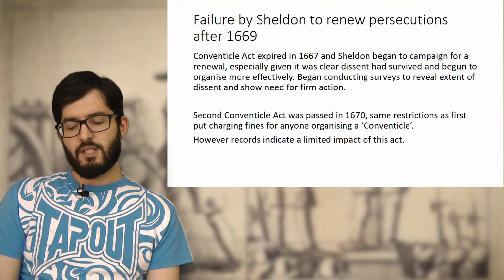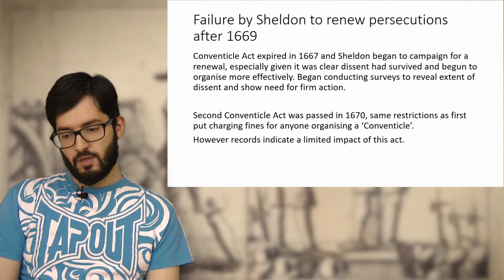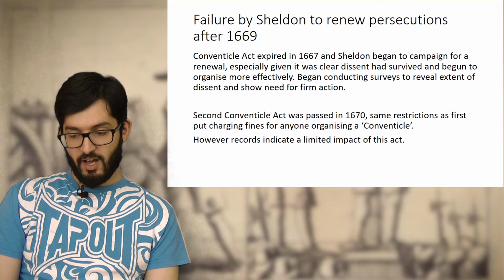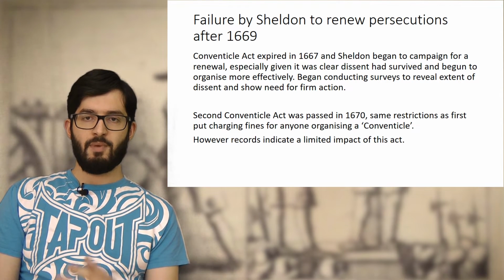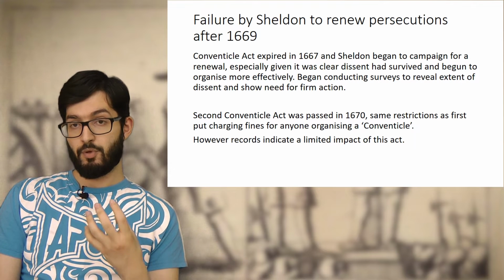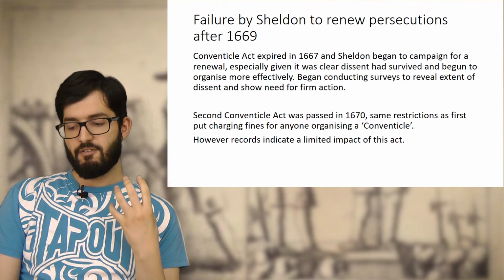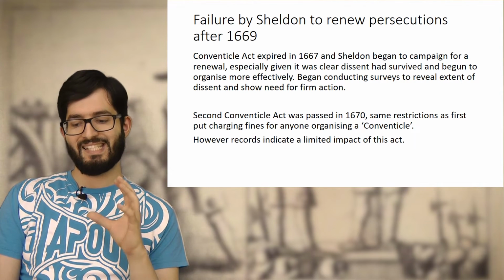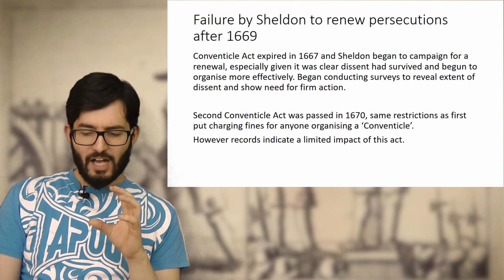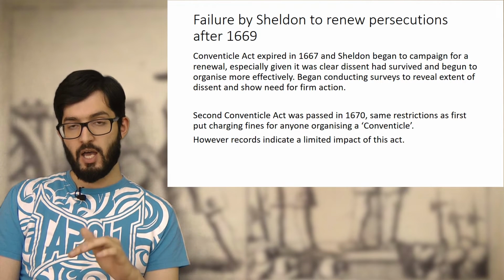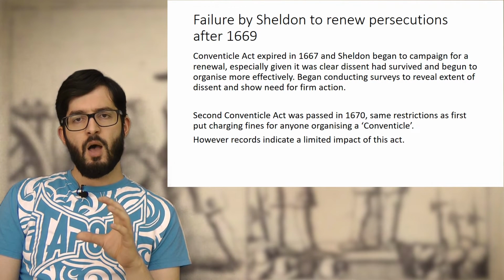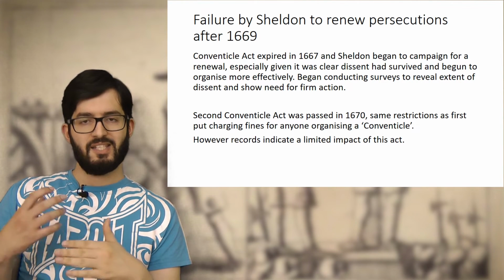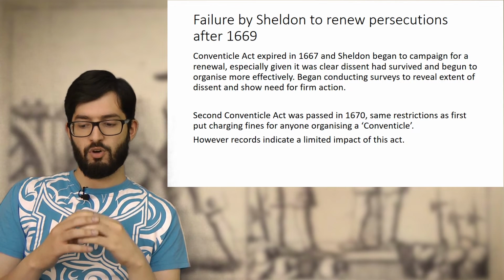The second reason why persecution fails, or why dissent survives, is that there is a failure by Gilbert Sheldon, the Archbishop who is imposing these Laudian reforms, to renew these persecutions after 1669. A lot of the acts of the Clarendon Code, for example, had initially expired in 1667. And this guy, Gilbert Sheldon, tries to campaign for a renewal, arguing that dissent had survived and had begun to organize more effectively.